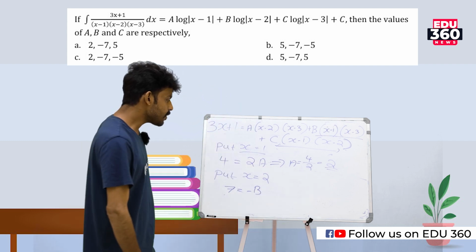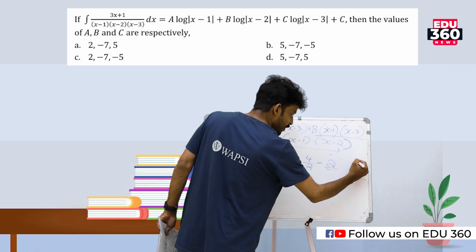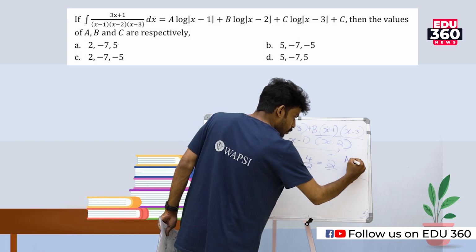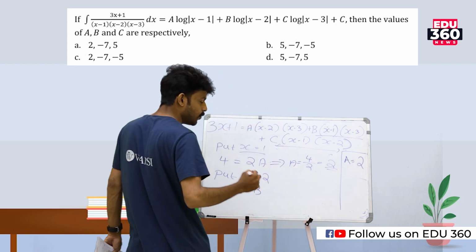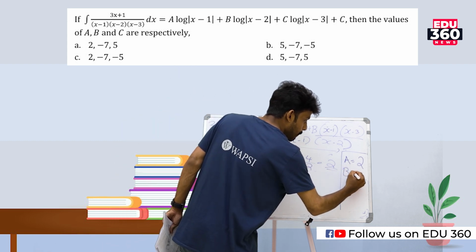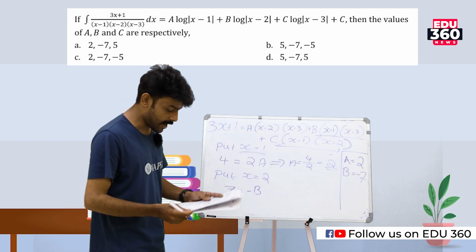So A is equal to 2. We can write here A is equal to 2 and B is equal to minus 7. B is equal to minus 7. So hereafter we need to find C.